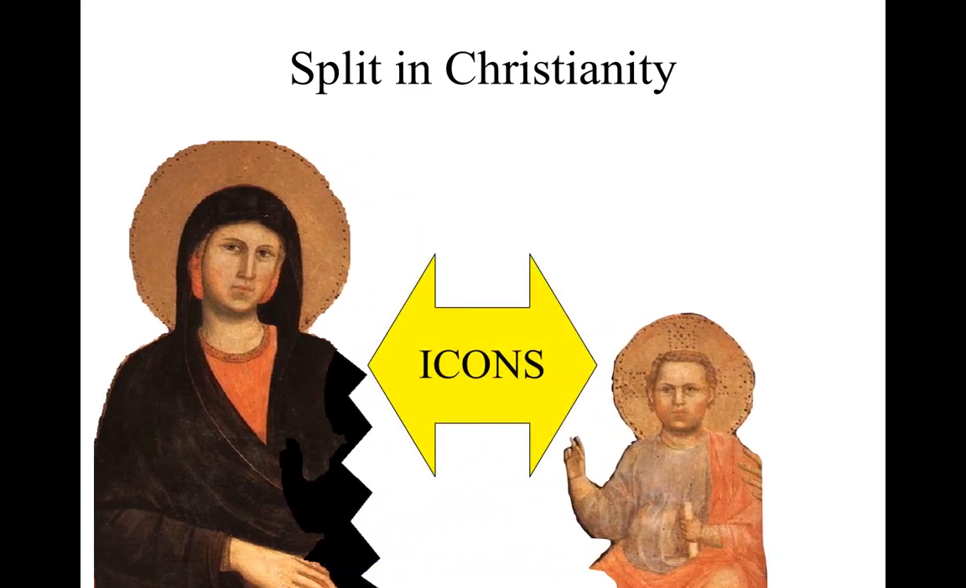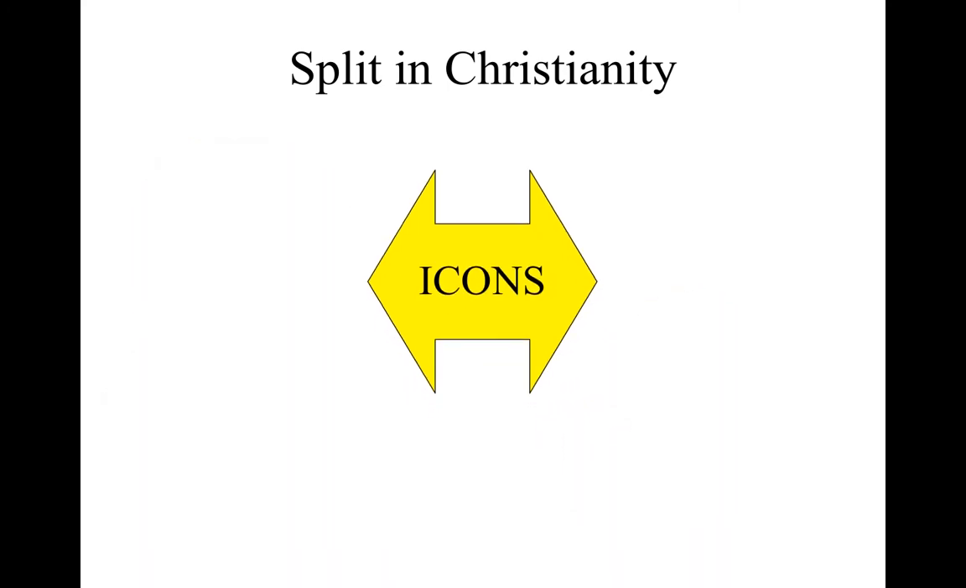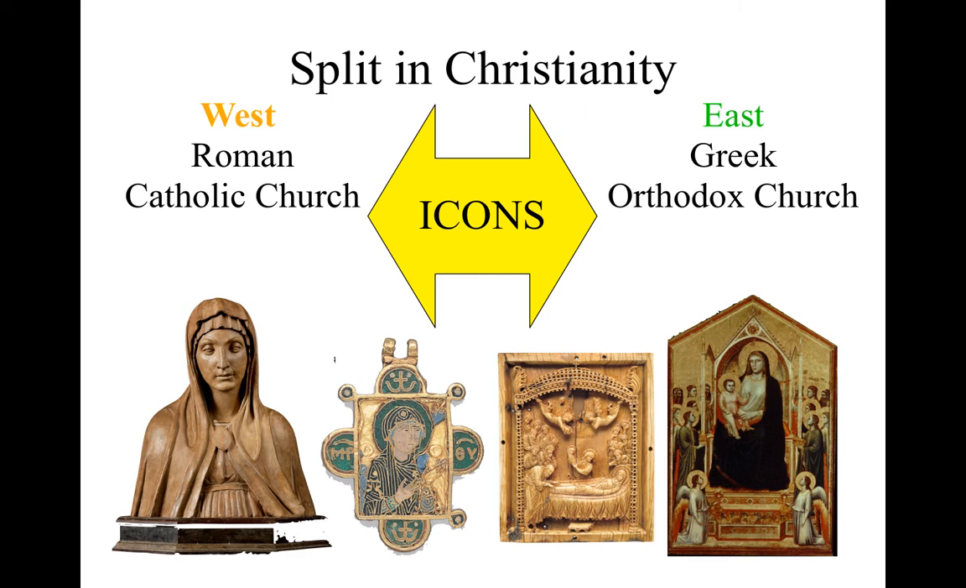The split is started in 730 by Emperor Leo III as he bans icons. You see, in the West and in the East, icons like statues, saint medals, little pocket books, and even paintings were used as art, and many people carried around pocket saint medals as good luck charms. They made a lot of money for the church because church monks would manufacture and then sell these to the Christian population.